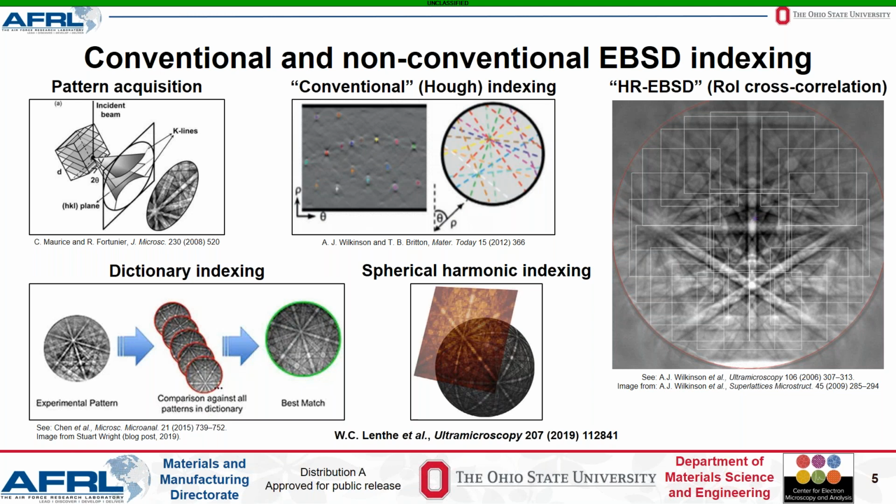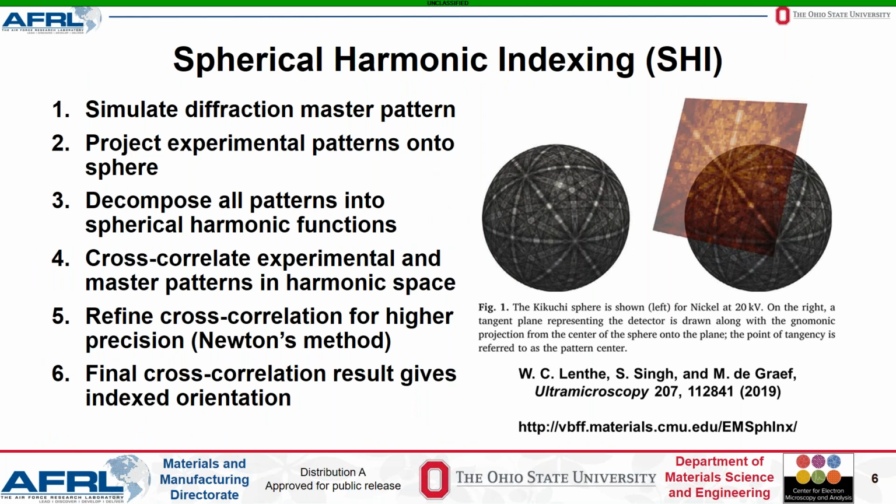As initially introduced, spherical harmonic indexing was intended as a more computationally efficient version of dictionary indexing with similar advantages of robustness against noise and tolerance of low pattern resolutions. In the following slide, I will go over how it works in more detail. I should also thank Will Lenthe and Marc De Graef for making their spherical harmonic indexing code publicly available as EMSphInx.